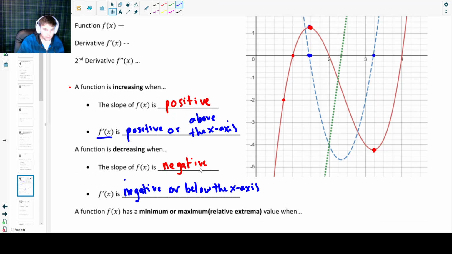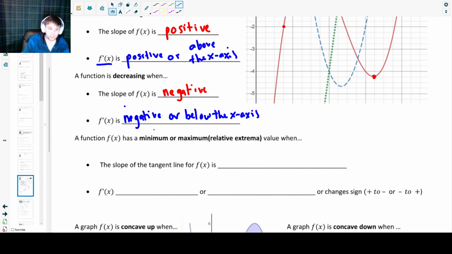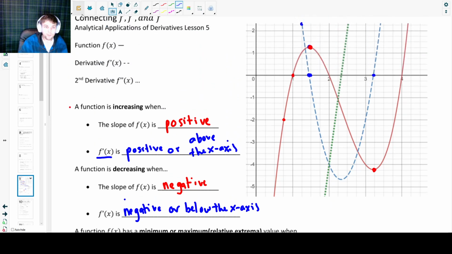All right, moving forward, a function has a minimum or maximum, a relative extrema value, when the slope of the tangent line for that function is 0 or horizontal. A 0 slope means that it is horizontal. And so we can see that here in a couple places on our original function. We would have a horizontal tangent line right up here at the top of this graph at its relative maximum, and then a horizontal tangent line right there at this relative minimum value.